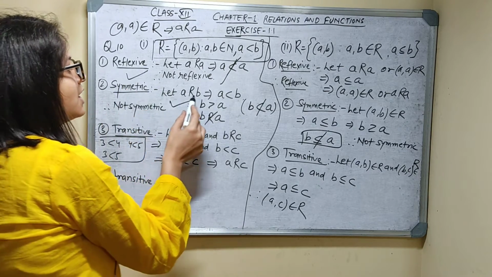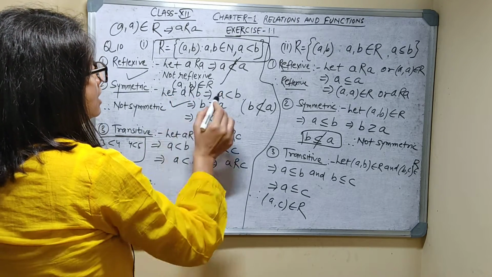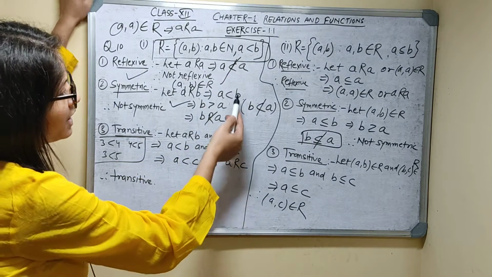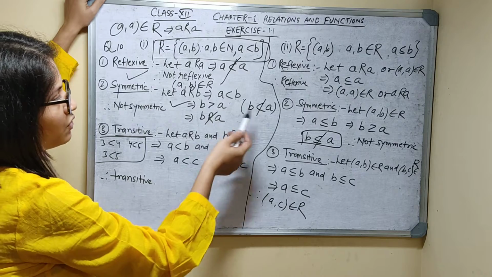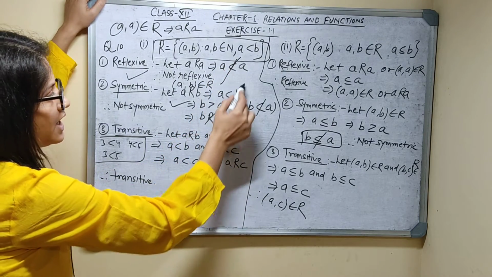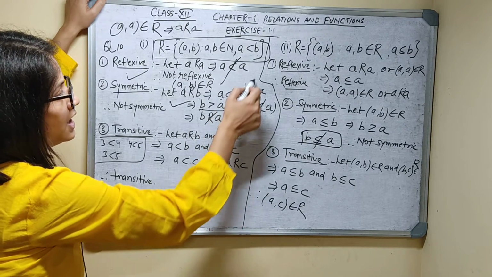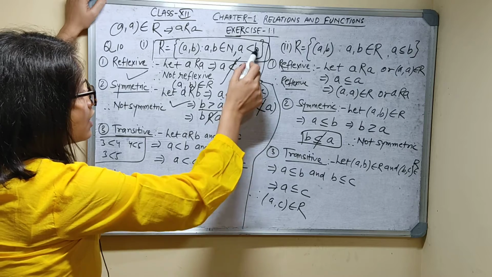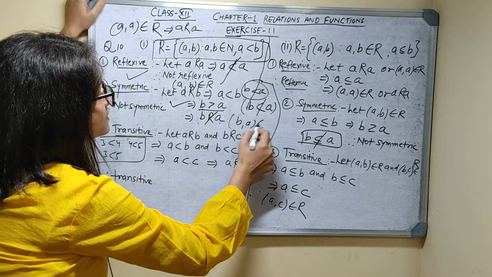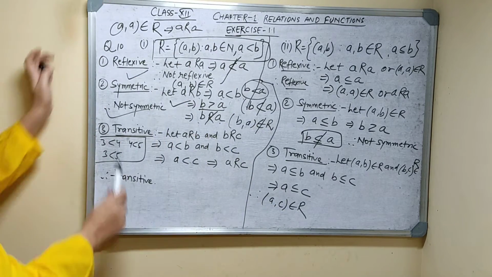Symmetric. Let a related to b, or you can write (a, b) belongs to the relation. So you can write a is less than b. If I interchange these values, b will be greater than a. But according to this condition, I need b is less than a, and here b is greater than a. b is not less than a. So according to the relation, b is not related to a, or (b, a) does not belong to the relation. It is not symmetric.